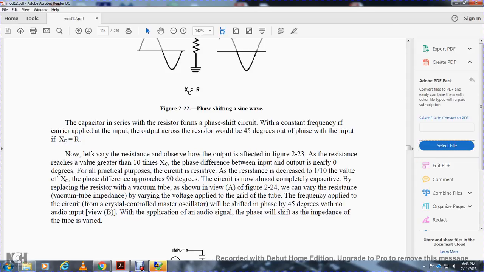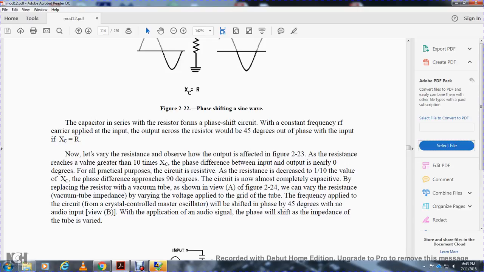When the resistance has a value greater than 10 times the capacitive reactance, the phase difference between input and output is nearly 0 degrees. For all practical purposes, the circuit is resistive. When the resistance is decreased to 1/10 the value of the capacitive reactance, the phase difference approaches 90 degrees. The circuit is now almost completely capacitive. Now replace the resistor with a vacuum tube, as shown in Figure 224, view A.